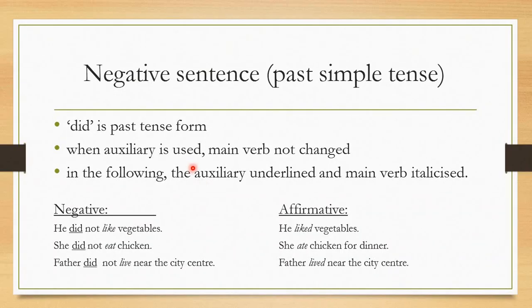Similarly, in a negative sentence in the past simple tense, the do becomes did. And look at the main verb here. Like, it hasn't changed. Eat also hasn't changed. And live also hasn't changed.